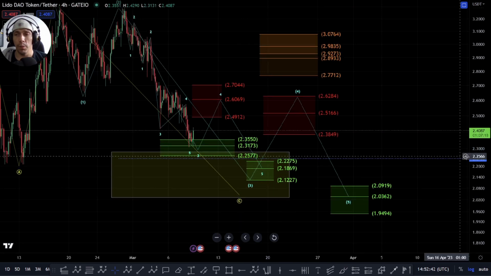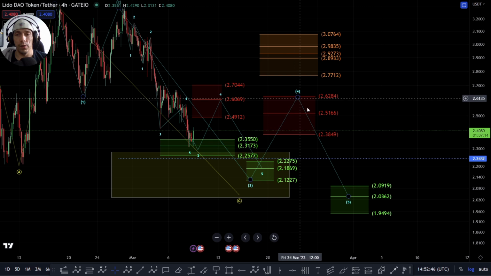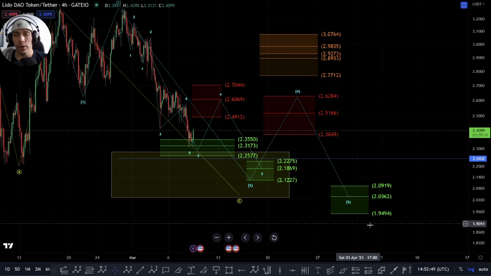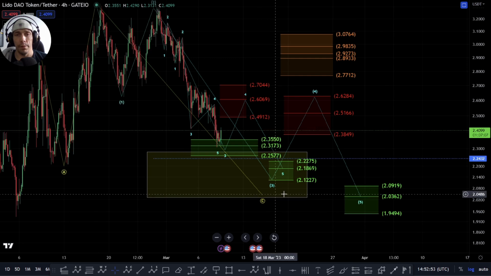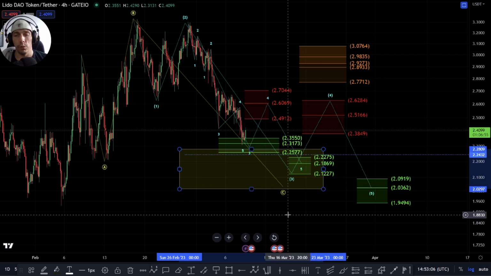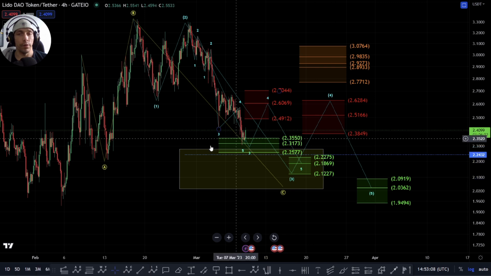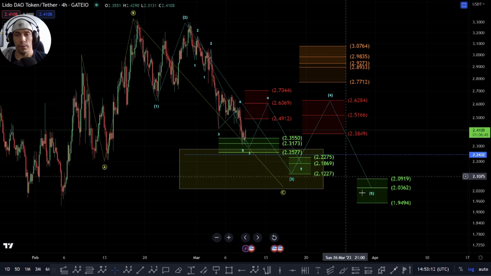If we do move down past this $2.24 zone, then what I'd be looking for is an additional fourth and a fifth here, potentially looking to bring us down towards this $2.09 to this $1.94 region. So this yellow box here is the typical zone of a flat correction in relation to this A wave here. This would be this $2.28 to this $2.02 area. So this kind of fits within this realm of this fifth wave here.